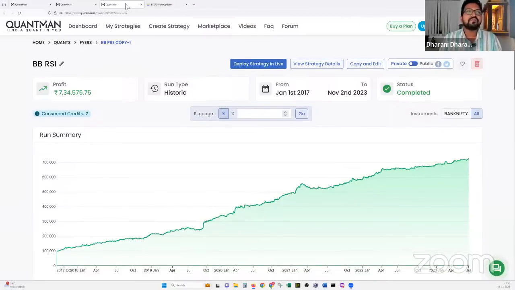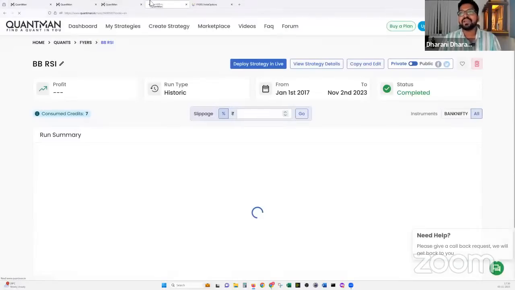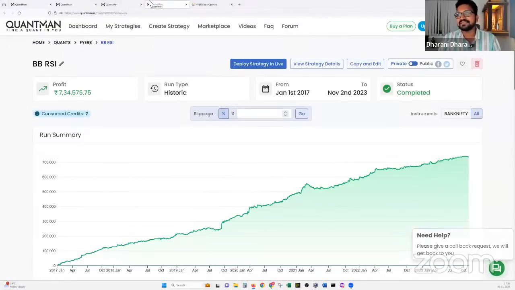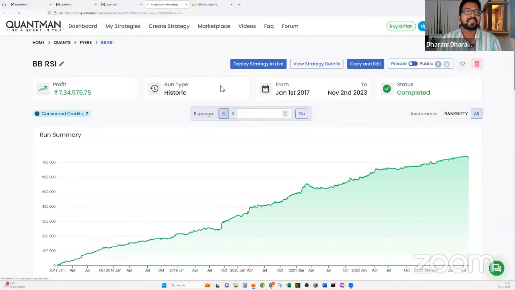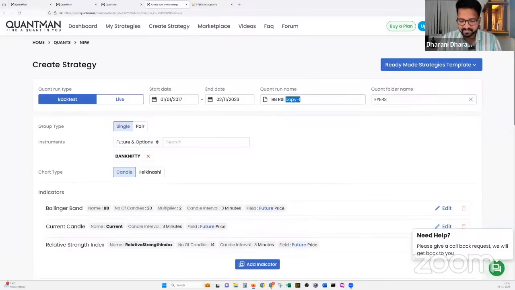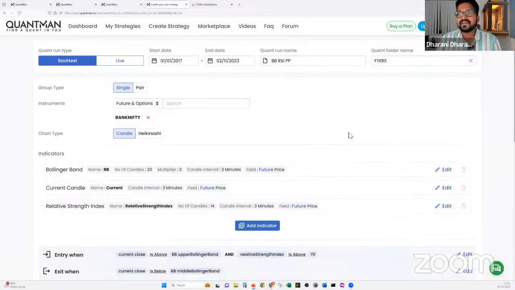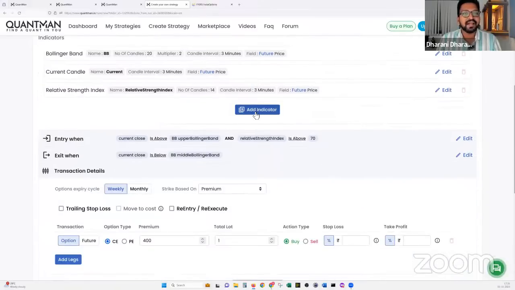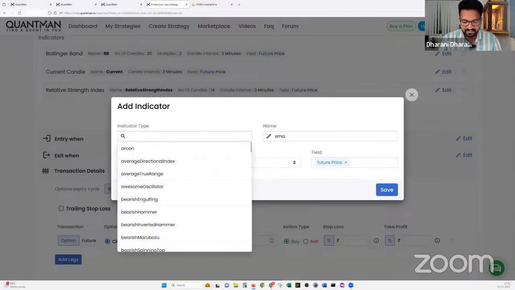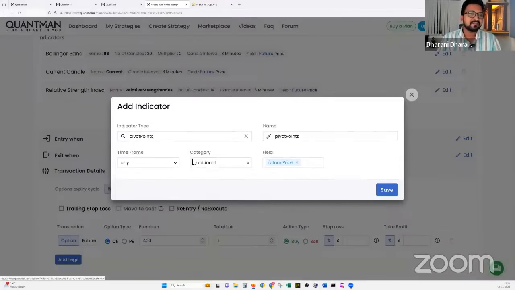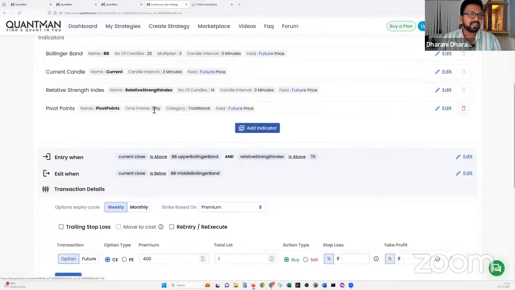So now, how many of you know about pivot points? Everyone knows pivot points R1, R2, R3. I'm pretty sure everyone knows it, right? I'm just going to copy and edit over here, and then I'm going to add the PP, which is pivot point. Now I'm just going to add an indicator and I say pivot point. We have many pivot points, but we just take the traditional one and then we save it.